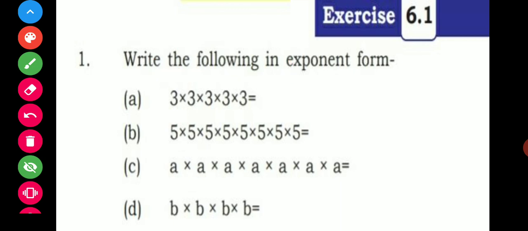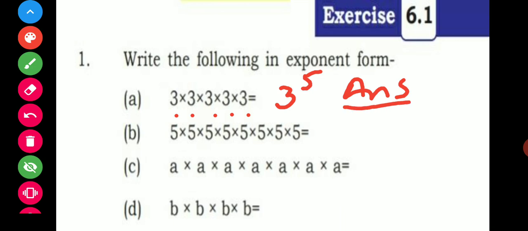Now come to question number first. Write the following in exponent form. This means we have to write all of these in exponent form. How can we write this one? So first question, 3 into 3 into 3 into 3 into 3. So how many 3s? That is 1, 2, 3, 4 and 5. Five 3s, so it becomes 3 to the power 5. That is your answer of the first part.